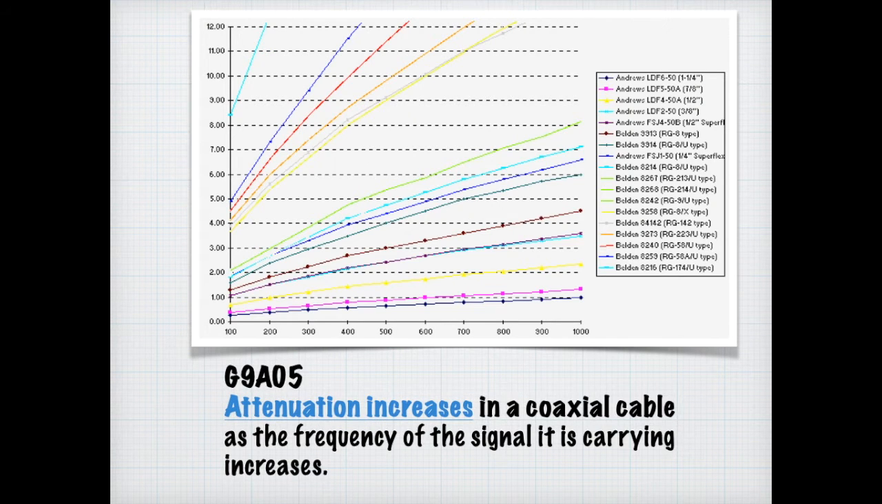As you may recall from earlier discussions in the Technician class, attenuation is basically just a loss of power. So for the exam, you need to know that attenuation increases in the coax cable as the frequency of the signal it is carrying increases. This is also known or referred to as the skin effect.